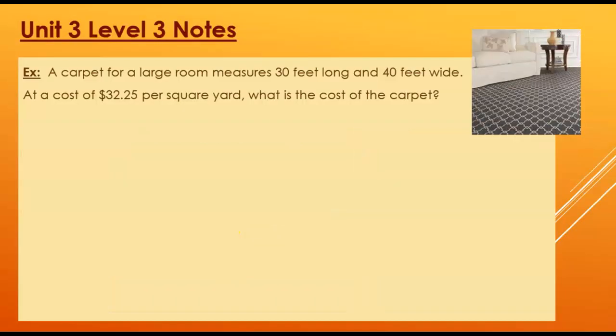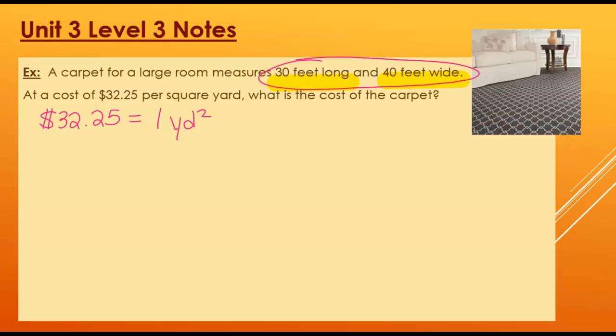Here, a carpet for a large room measures 30 feet long and 40 feet wide. At a cost of $32.25 for every square yard, what is the cost of the carpet? So we know it's going to cost $32.25 for every square yard, for 1 square yard. Well, we need to figure out how many square yards are in this room.